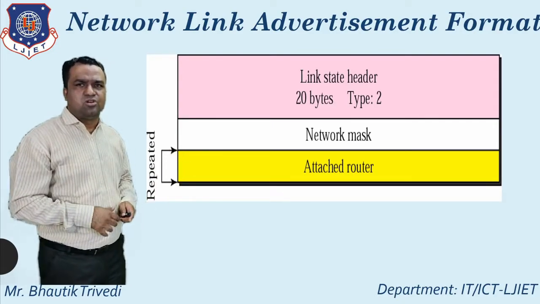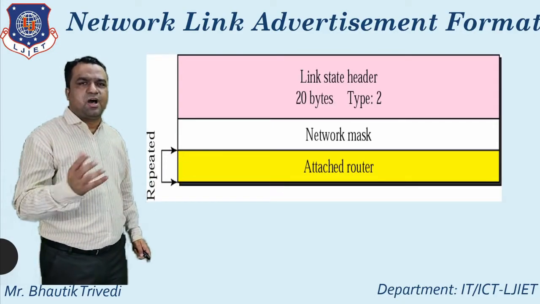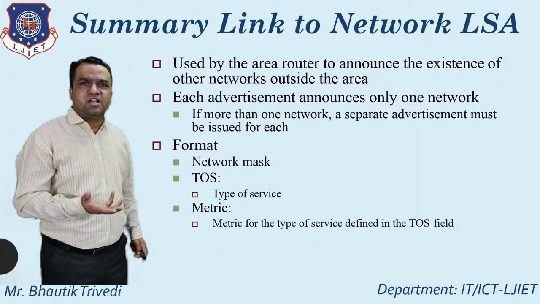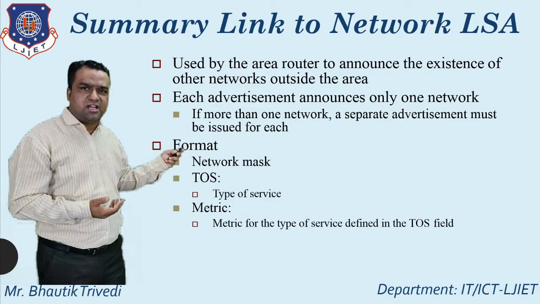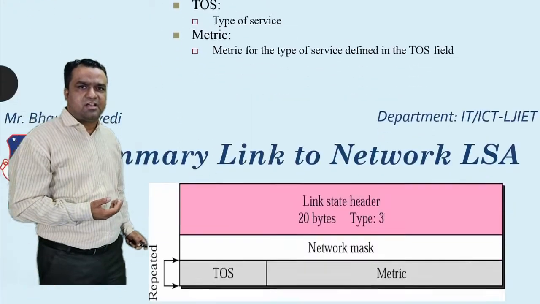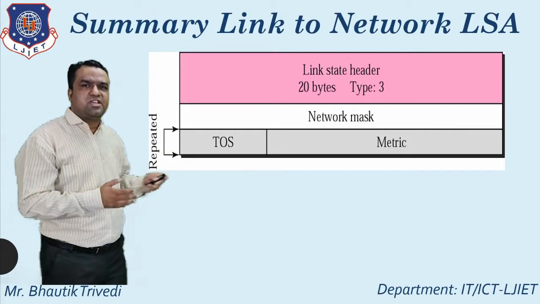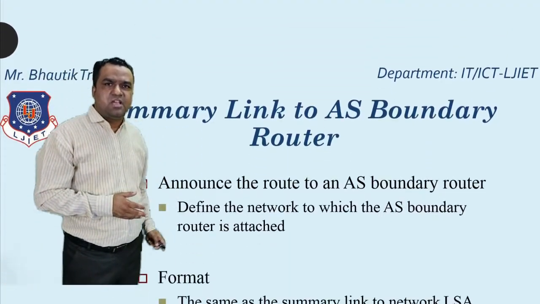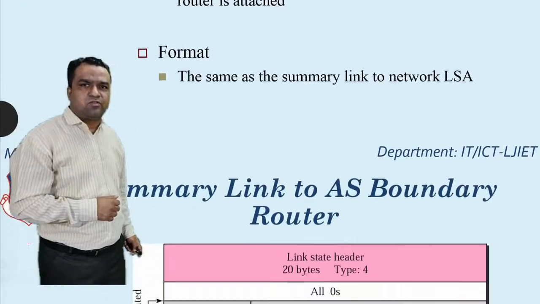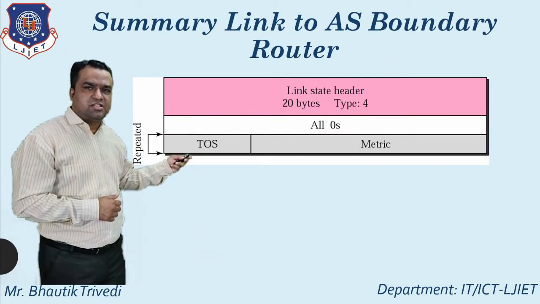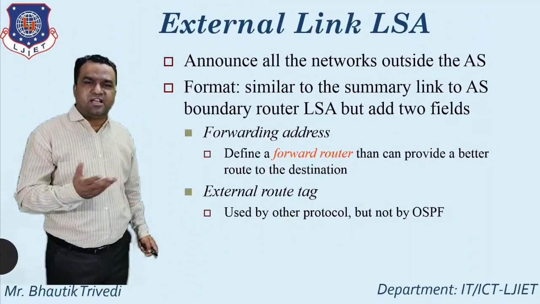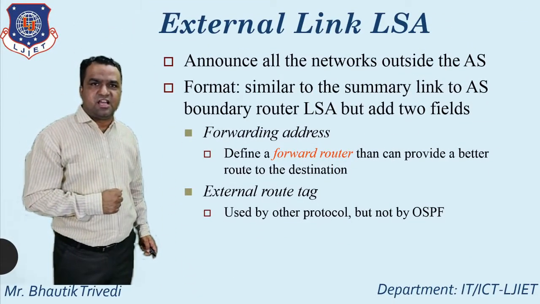Each and everything you know up to this, because that's part of the router link and network link. Summary link to network LSA, again network mask, TOS, and metric, that is the important thing. So each and everything is supported by one diagram. Type is equal to 3. Summary link to AS boundary router format, already you know, has type of service, metric and all zeros. Then the last one, that is the external link LSA.